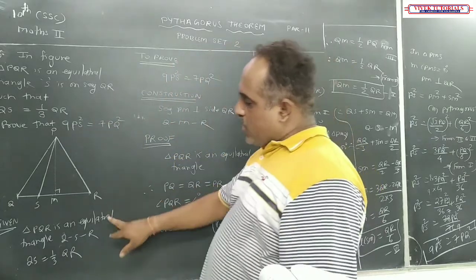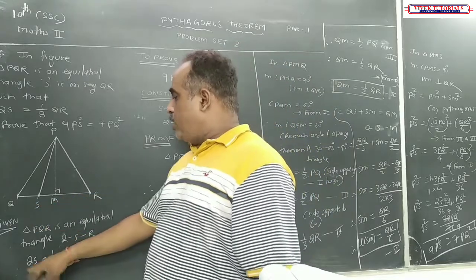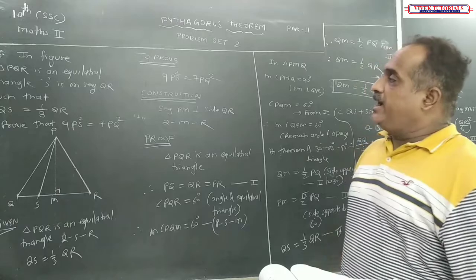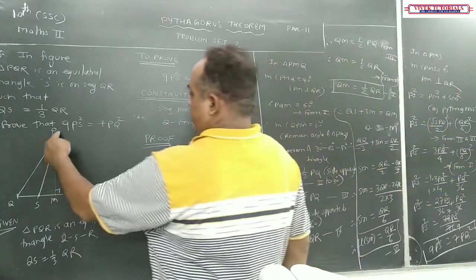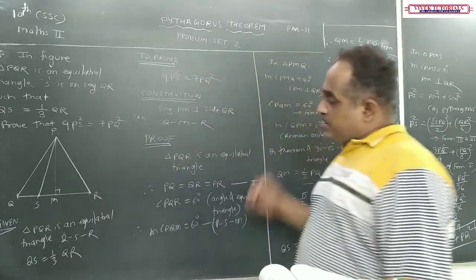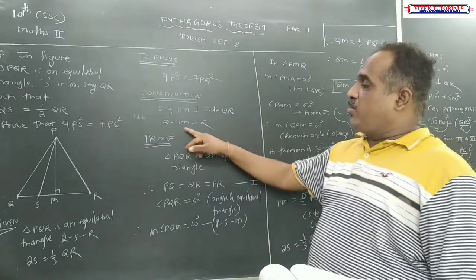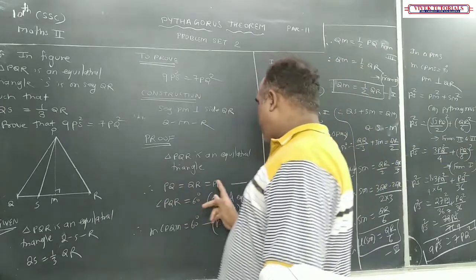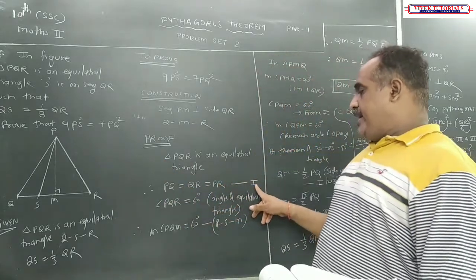तो पहली बात तो ये equilateral triangle है. These 3 points are called here. QS is 1/3 of QR. और उन्होंने पूछा है कि 9 PS square is equal to 7 PQ square. So construction में PM is perpendicular to QR. QM are collinear points. Equilateral triangle है तो PQ, QR और PR will be equal.